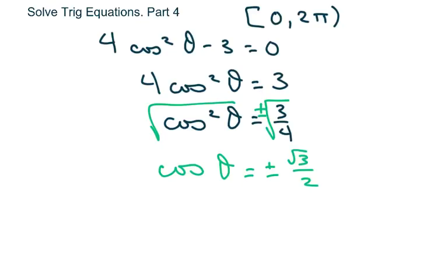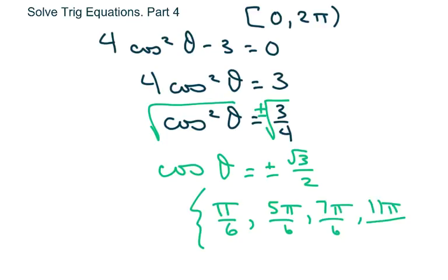So you're going to have 4 solutions, and this is going to be pi over 6. It's your 6 families. So pi over 6, 5 pi over 6, 7 pi over 6, and 11 pi over 6.